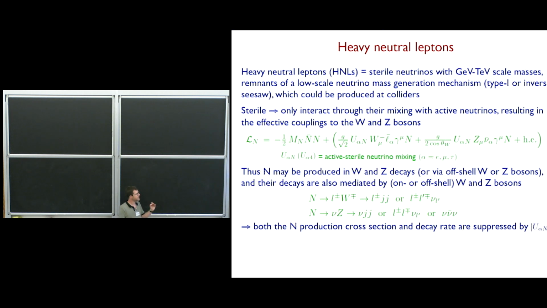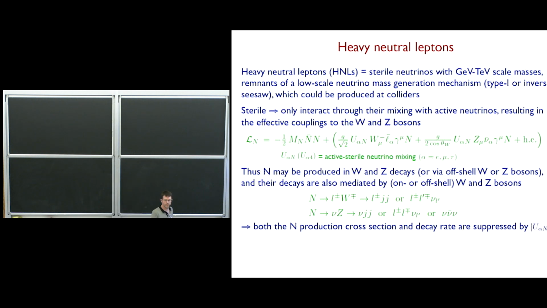And the important thing to remember is that both in the production of the heavy neutral lepton and in the decay, there are these effective couplings. So both of them are suppressed by U alpha N squared, by the active-sterile mixing angles. The production cross-section is proportional to U alpha N squared. In principle, you need to sum over different flavors, but I'm simplifying. And the decay rates are also suppressed by U alpha N squared.